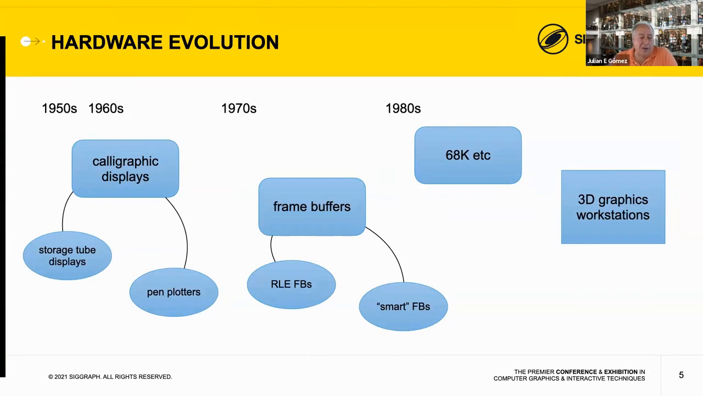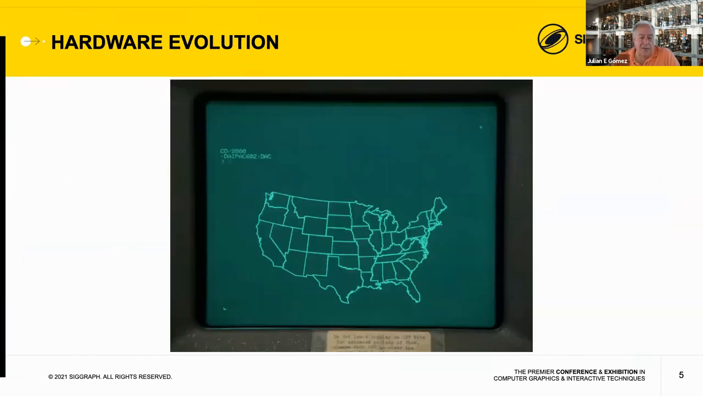So this chart overall on the left side, as I was saying, goes back to the 1950s. We're starting with the calligraphic displays. And in the 1970s, we started to see random access frame buffers. So the storage tube, as I said, you would put the picture on the screen and it would stay there. And as you can see, it's line drawing.